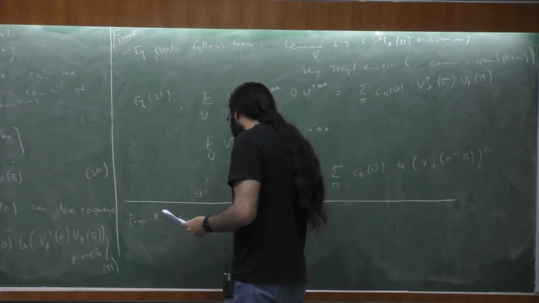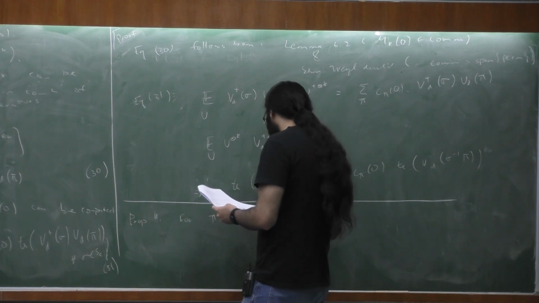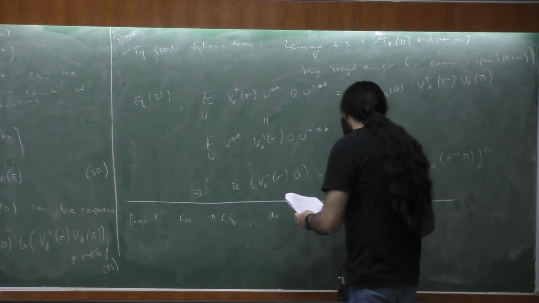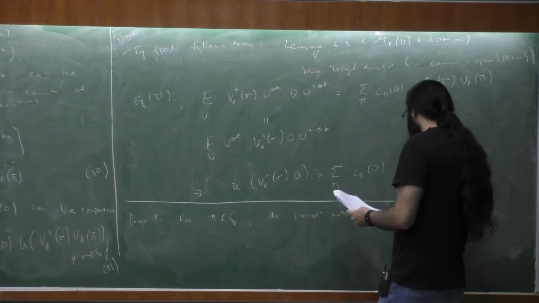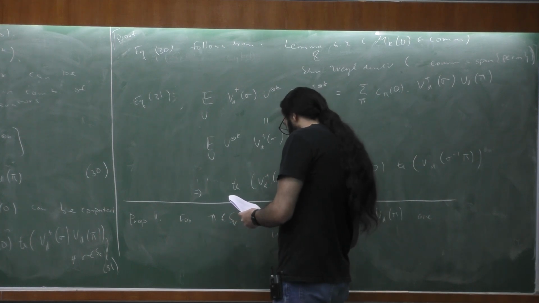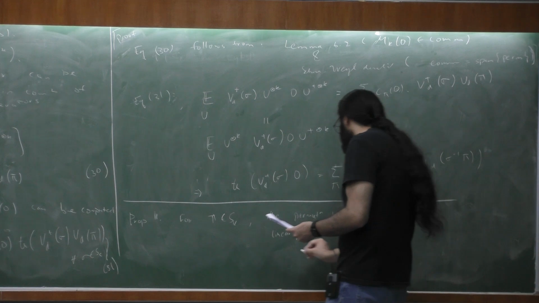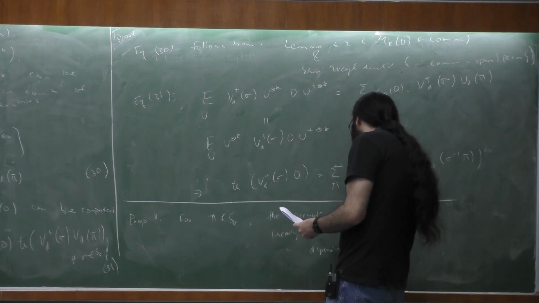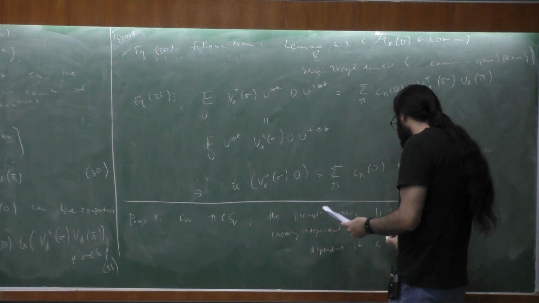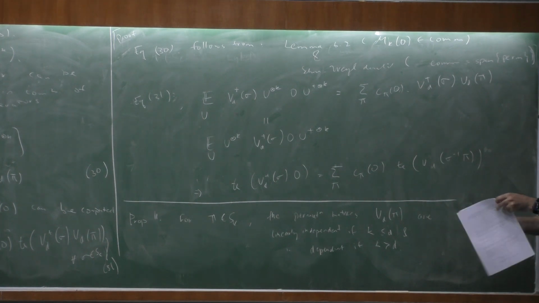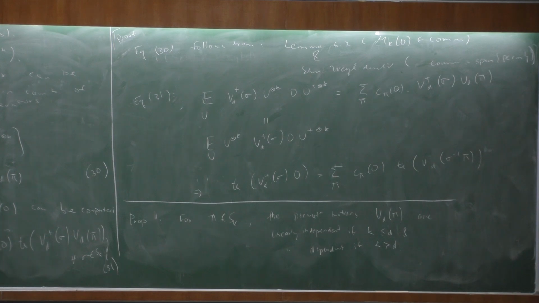For pi a permutation, the permutation matrices V_d(pi) are linearly independent if k is at most d, and linearly dependent if k is greater than d. The proof is kind of cute, but I think maybe let's stop here because it would be a bit more difficult.